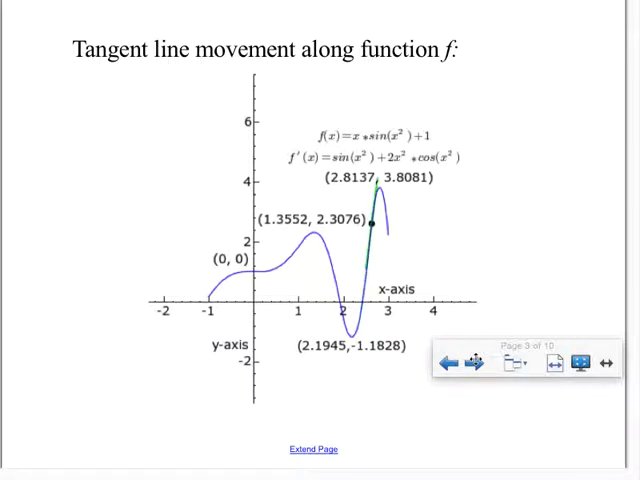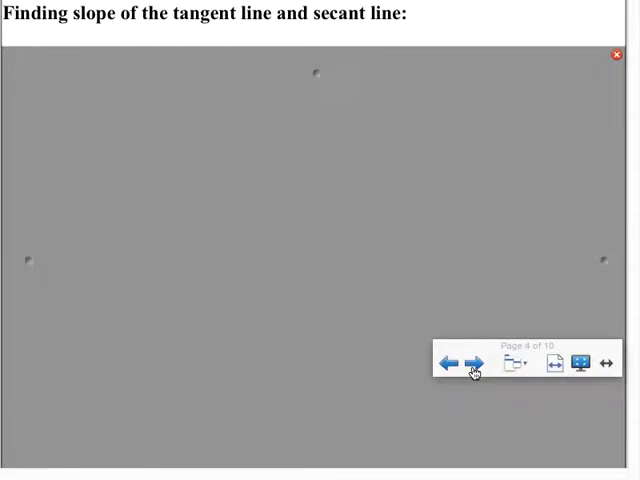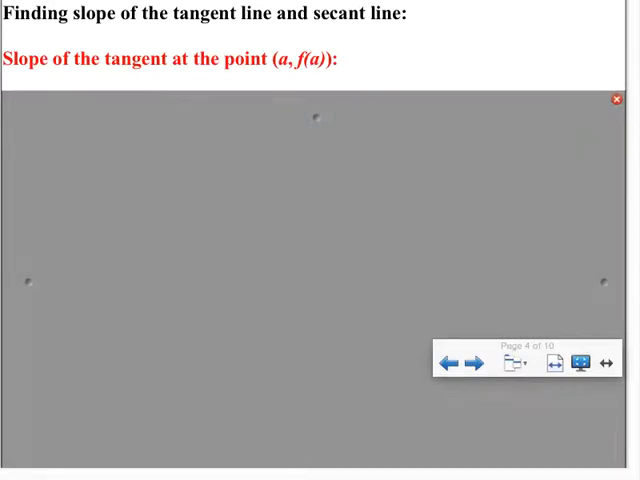So that's just a really nice visual to let you see how a tangent line, where it's located, is affected by whether the function is increasing or decreasing and how steeply it's increasing or decreasing. So let's talk about how we find these things. Now, the one that you are most familiar with is finding the slope of a normal secant line, but I want to talk about how we are going to find the slope of a tangent line.